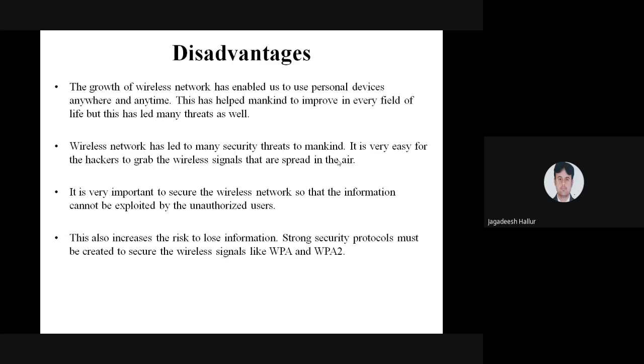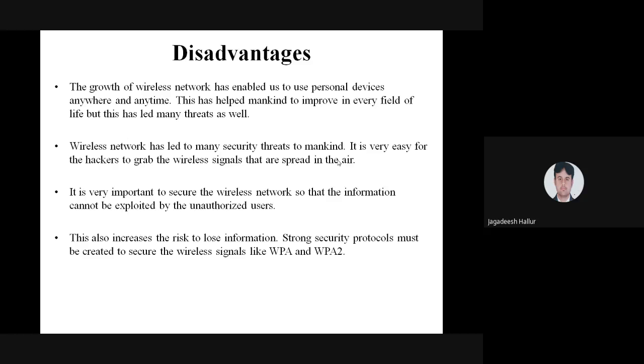And what are the disadvantages? If there are advantages, some disadvantages will come too. The growth of wireless networks has enabled us to use personal devices. What does it mean? You are using your mobile phone, your personal device, anywhere and at any time. This has helped mankind improve in every field of life. In every field of life you are using your mobile phones, and this has led to many threats as well.